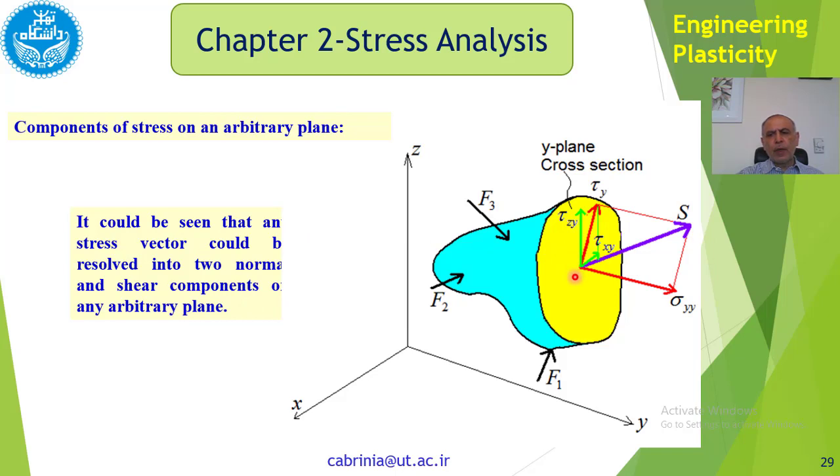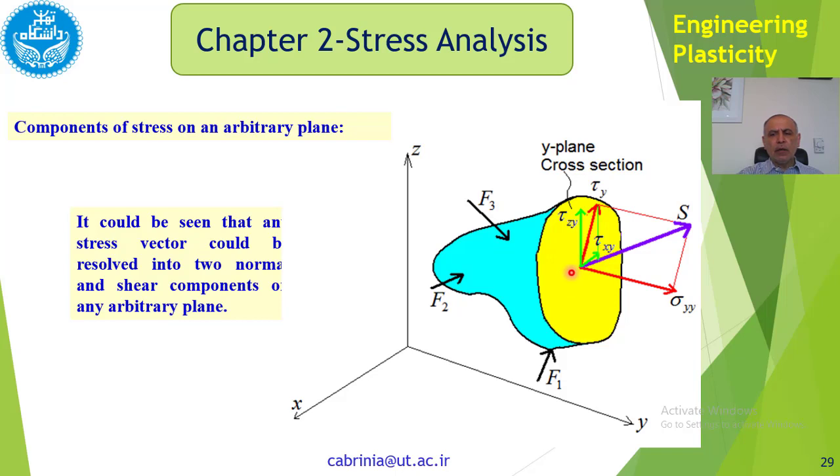Then what we will do is that on this plane, which is perpendicular to the y direction, we have this shear stress tau y. We have written tau y because tau y is perpendicular to y. We could write down the component of this tau y in the direction of x and in the direction of z. Therefore, as I have shown here, that is the component of tau y in the direction of z, and that is the component of tau y in the direction of x.